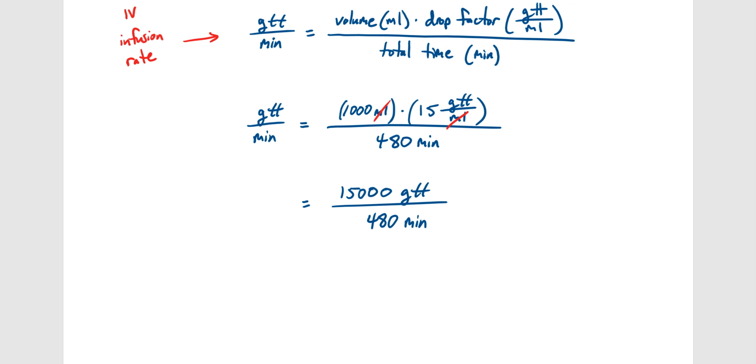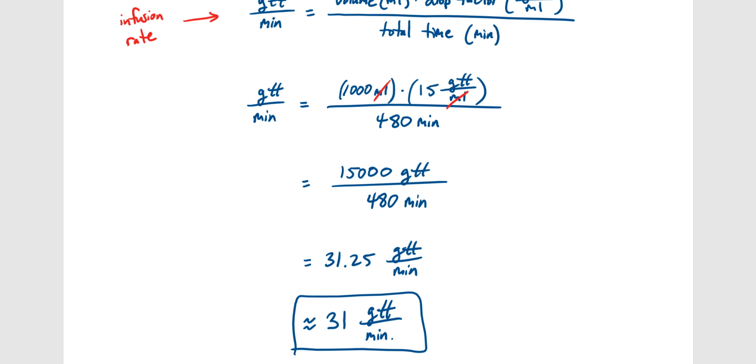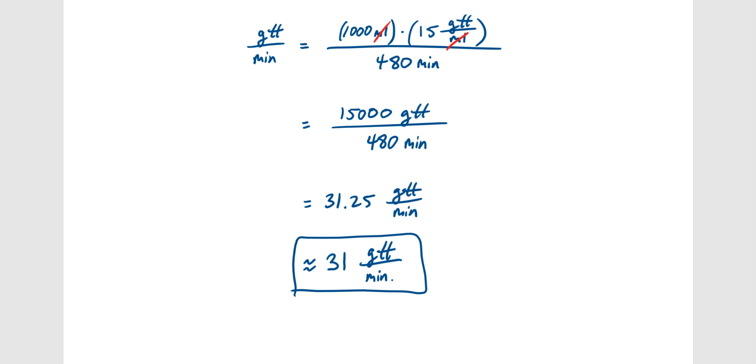We end up getting an infusion rate of 31.25, which ends up rounding to a whole number. So recall that we said we're rounding it to the nearest whole number here. We round it to about 31 drops per minute, and that is our answer for the IV infusion rate for this one.